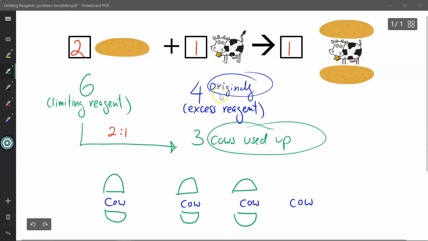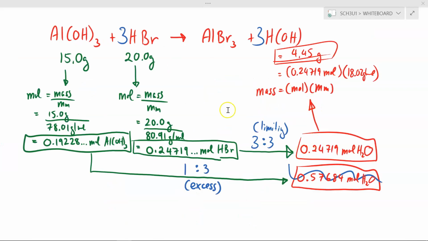So if I had 4 cows originally and 3 cows were used up, I can just subtract these two and I get 1 cow left. Well, let's apply that situation here. Now that I know who the limiting reagent is, I can ignore the product because I'm not going to focus on that. I'm going to focus on the excess reagent and how much is left over.